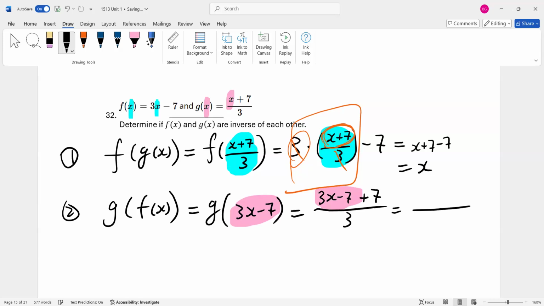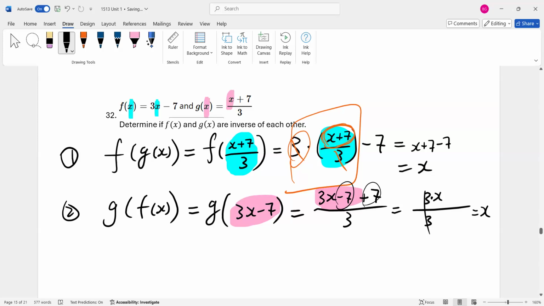And let's simplify. In the numerator, minus 7 plus 7 cancel, right? Those two processes cancel each other. So 3x on the top, 3 on the bottom. 3 cancels 3. Also, you see multiplied by 3 and divide by 3. They reverse each other, cancel each other. So we have the x. Since both conditions are met, f and g are inverse of each other.